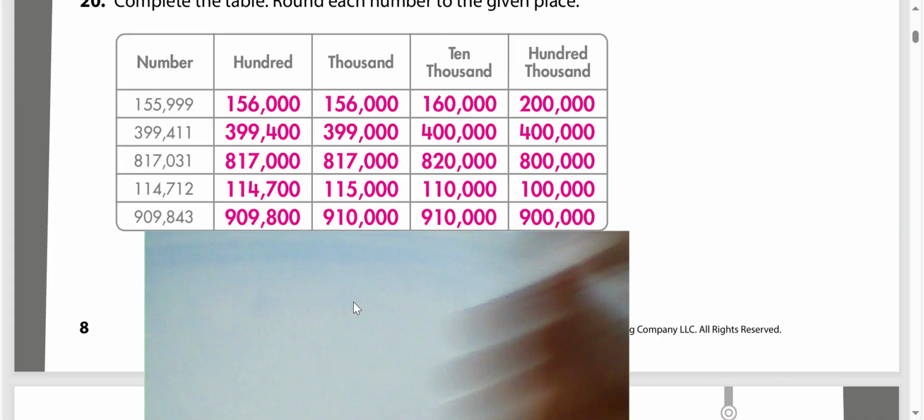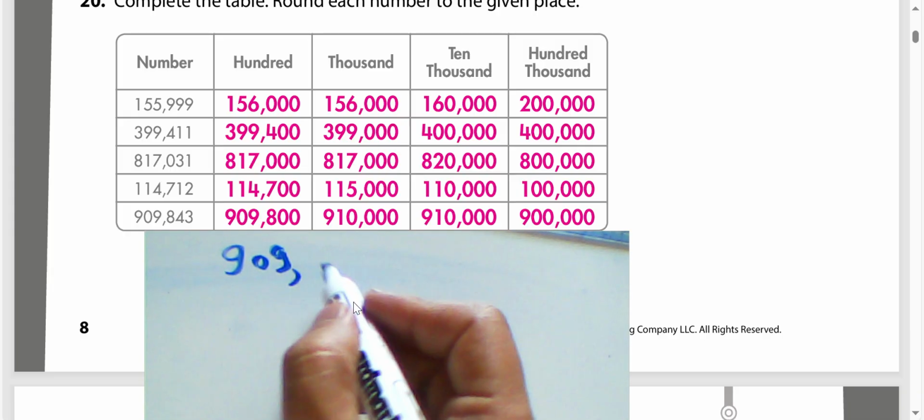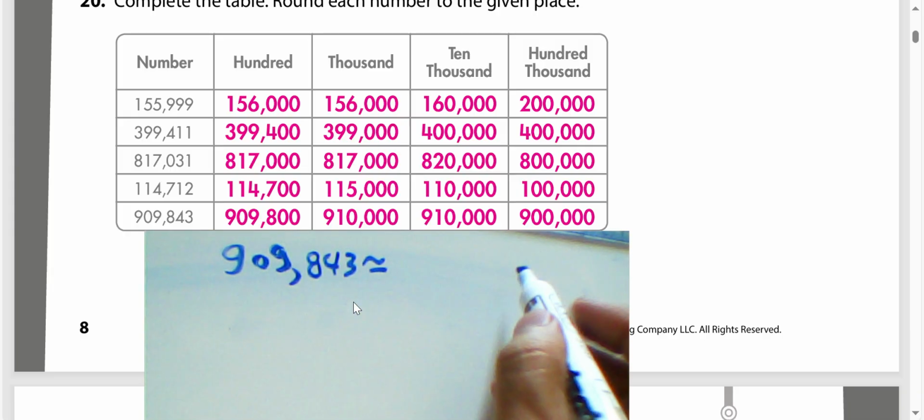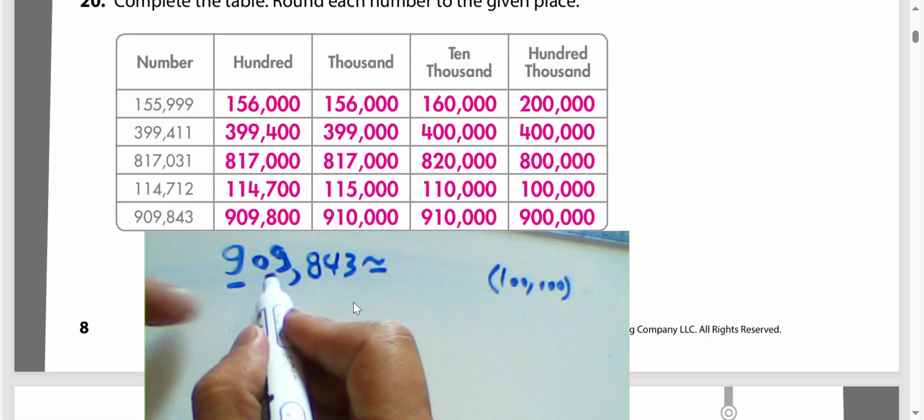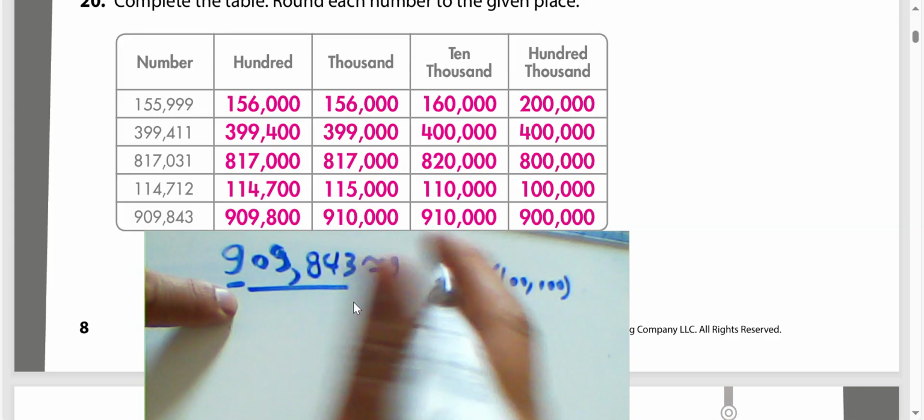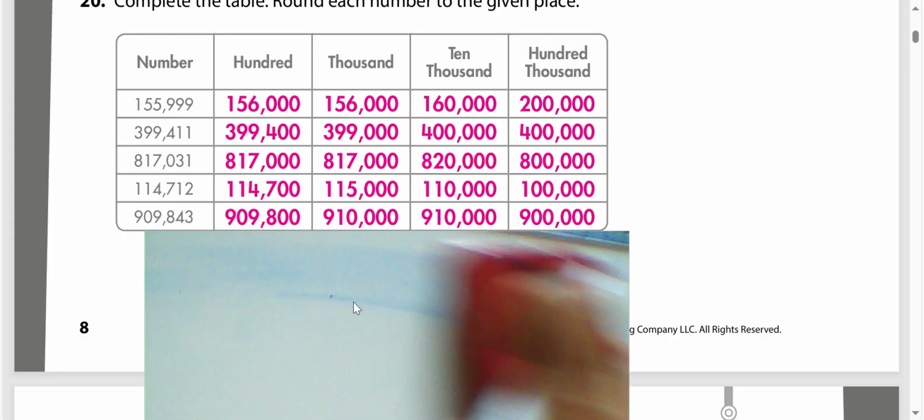Number 909,843. We can approximate this number to the nearest 100,000. The 100,000 here 9. 0 can't give 1. So you must write 9 and all digits on the right-hand side convert to zeros. 1, 2, 3, 4, 5. The result will be 900,000.